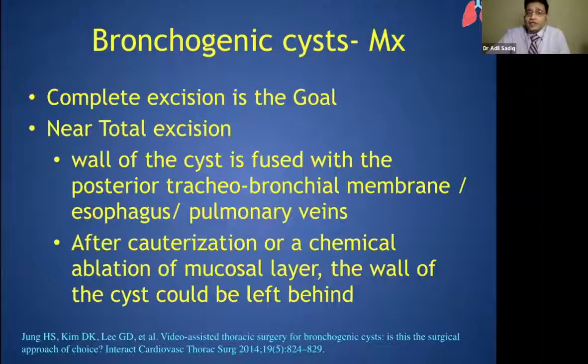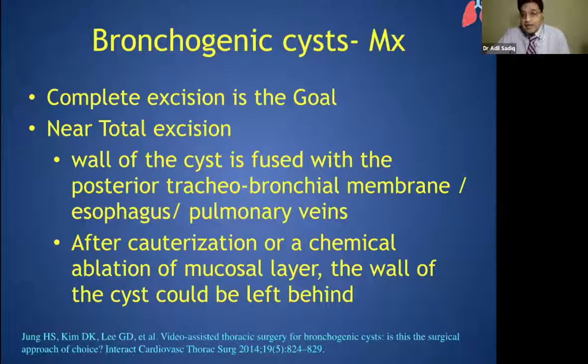Now, complete total excision is the goal. What is near total excision? Near total excision is used in certain situations when it's not possible to excise the entire wall of the cyst. This happens when a certain part of the wall of the cyst is fused to the esophageal membrane, sometimes to the tracheobronchial membrane, and as I've seen at times, to the pulmonary veins.